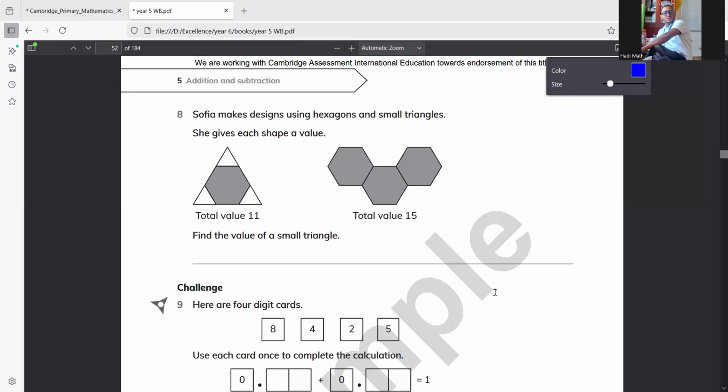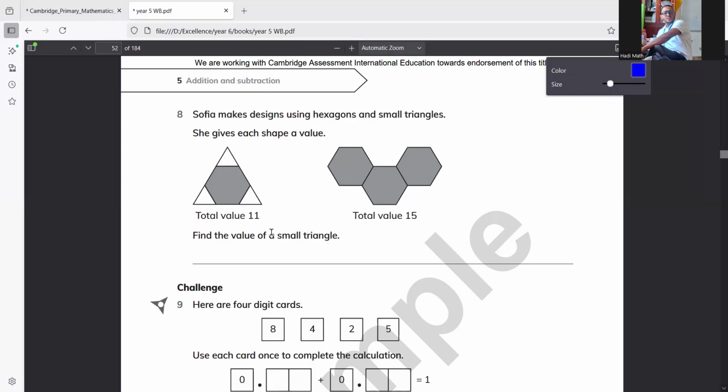Sophia makes a design using a hexagon and a small triangle. She gives each shape a value. They say the total value is 11, and she says the total value is 15. Find the value of the small triangles.